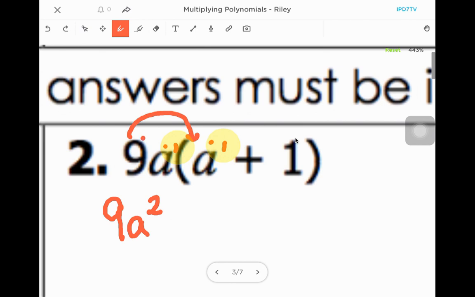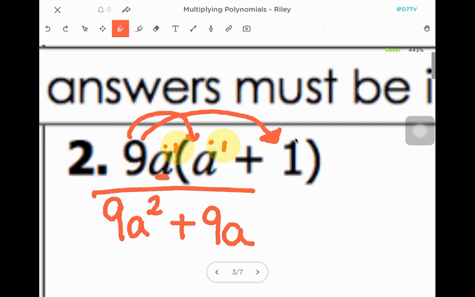If I distribute the 9A again, 9 times 1 is still a 9, a positive 9. And 1 times this A is still just an A. So my answer to this problem is 9A squared plus 9A. I can't combine any like terms because A squared is not the same as A.